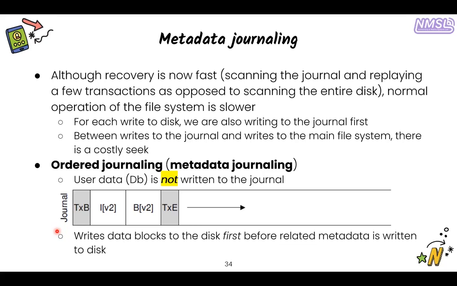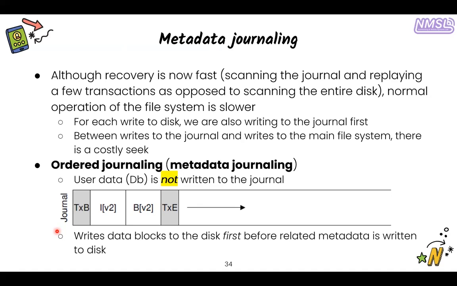Sounds good, but we can't stop here. Compared to scanning the entire disk like FSCK, now we just have to scan the journal and replay a few transactions. So now it's faster, but the normal operation of the file system is actually slower, because for each write to disk, we are also writing to the journal. Right? So these are 2 writes. So how can we do better than that?